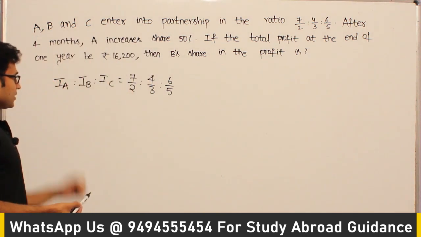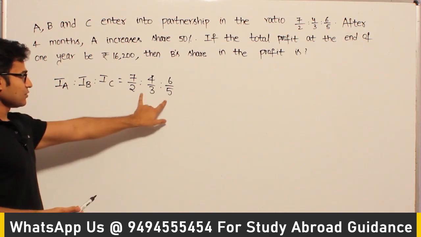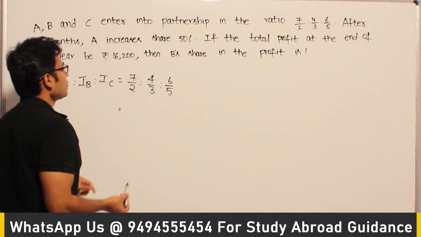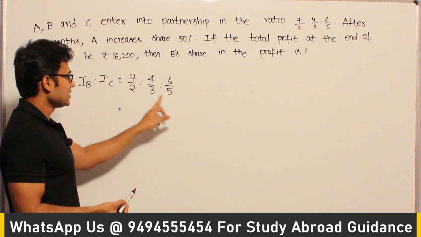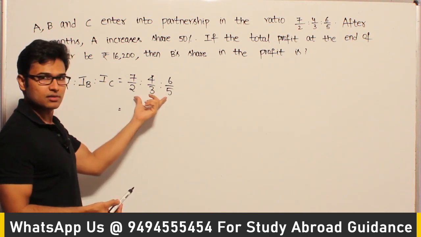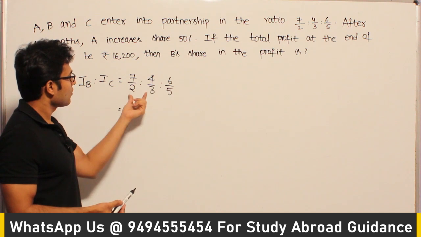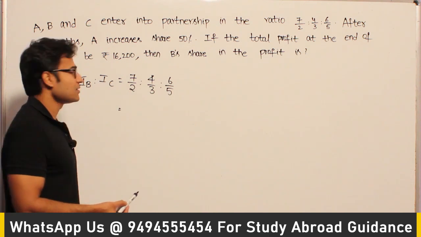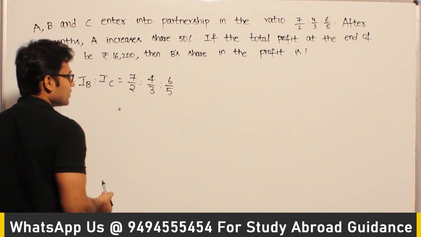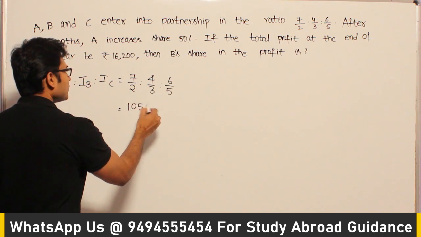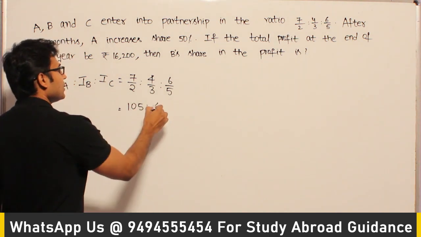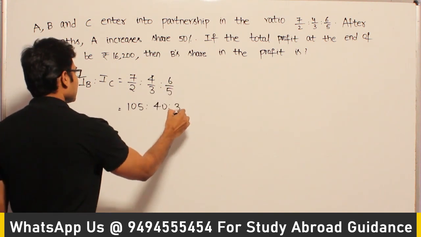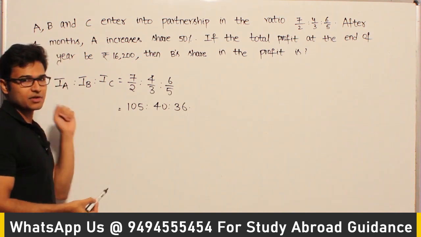Okay, so let's try to find out. I don't like to work with these fractions. Let's try to convert them into normal integers. To convert into natural numbers, you find the LCM of these 3 denominators. It turns out to be 30. Let me multiply all the 3 numbers with 30 and see what we get. 7 into 15 is 105, 4 into 10 is 40, and 6 into 6 is 36. Got it? So this is the ratio in which investments are divided.